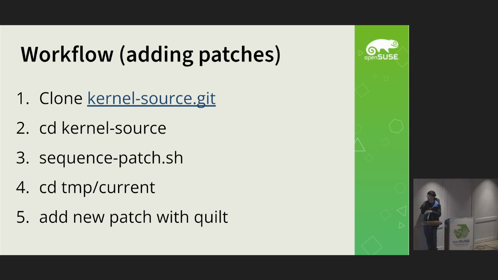So after you clone it, you need to use a tool that's inside it called sequence-patch and apply the patches. You can apply up to a certain point in the patch series, and when you have arrived at the location where you want to start modification, you change into the directory called tmp/current. And inside there, you'll find the same structure as the Linux kernel source tree. There you can do your modification.